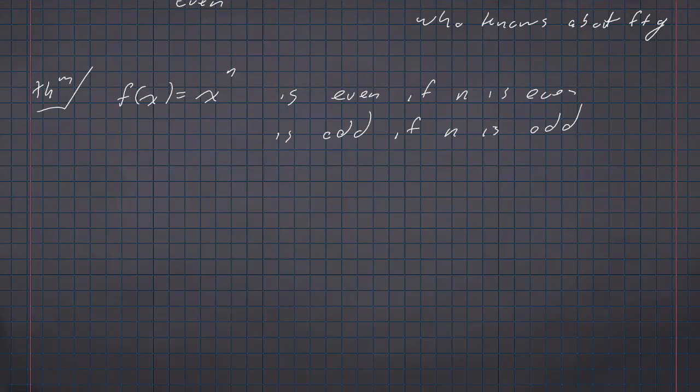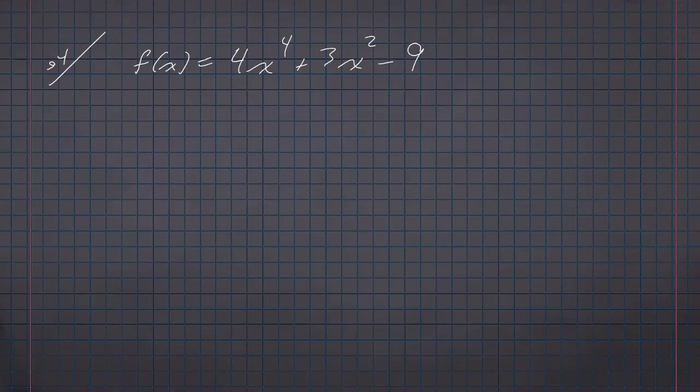All right. So again, please do read over the proofs of those two theorems as presented in the typed notes. But what I want you to look at here is, let's take a look at this more complicated polynomial function. F of x equals 4x to the fourth plus 3x squared minus 9.